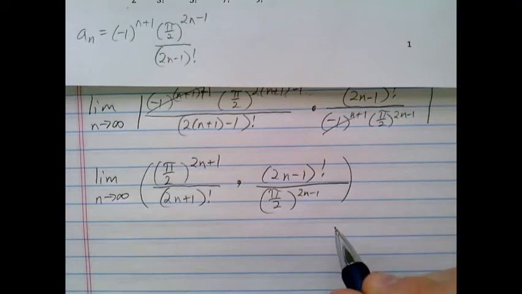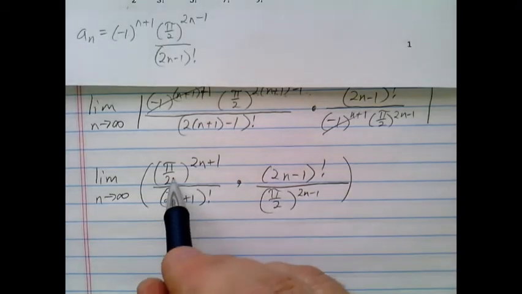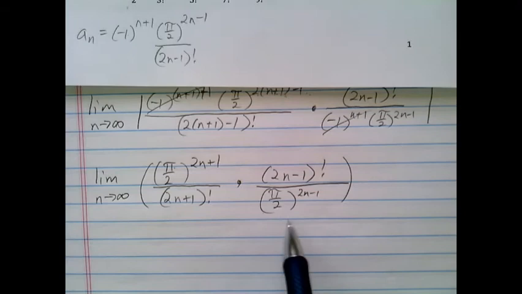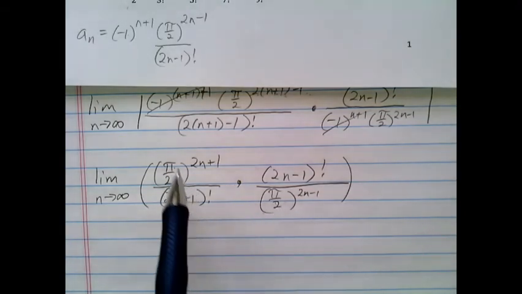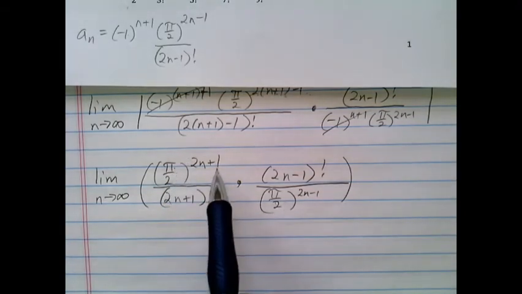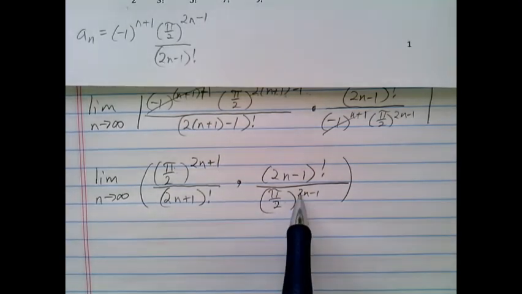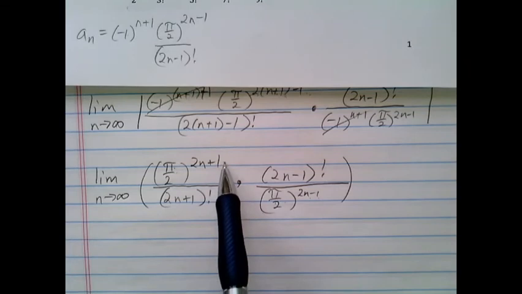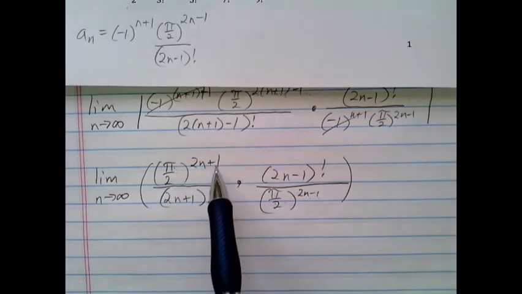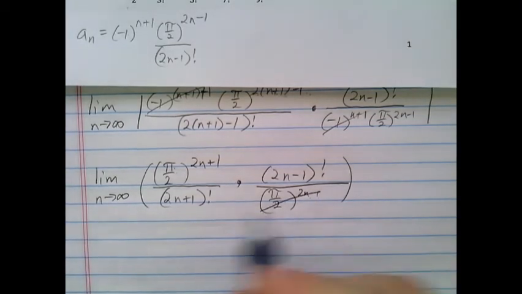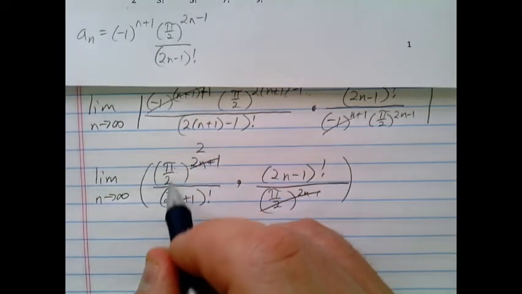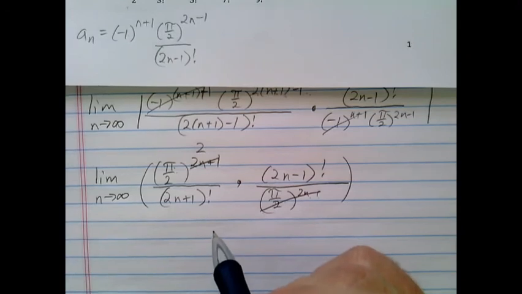Alright, well, the low-hanging fruit here is these exponential factors. I've got the same base, so I can just subtract the powers. So 2n plus 1 minus (2n minus 1). Well, that is 2. 2n plus 1 is 1 higher than 2n, and it's 2 higher than 2n minus 1. So I can cross these out and say I'm just left with a pi over 2 to the 2.